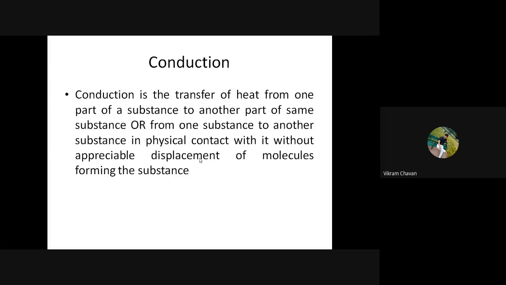Got everyone the definition of conduction and what is meant by conduction? समजतंय सगळ्यांना? Understood everyone what is meant by conduction? Please note down the definition.